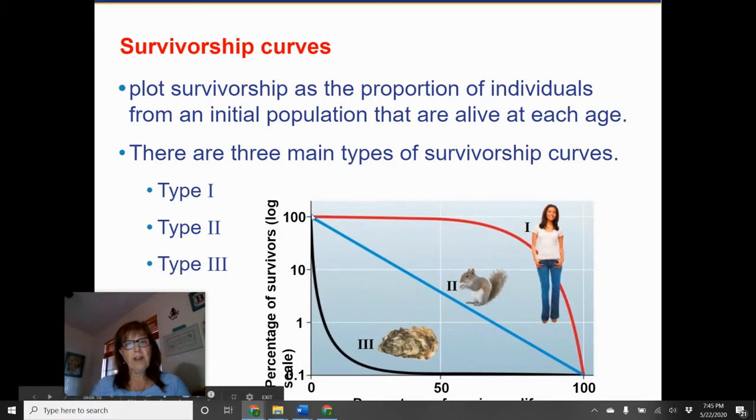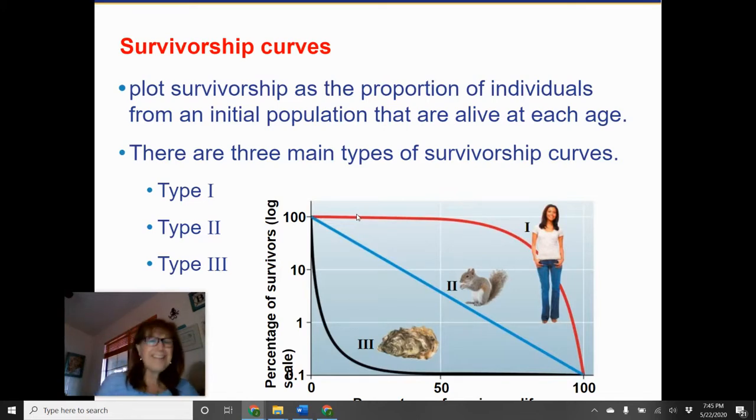I should also mention that in a type 1 survivorship curve, one of the reasons there is a high survival rate is because this is a population of organisms in which, when we give birth, we take care of our young for 18, 20, 26 years, I don't know. And then they survive their adulthood.